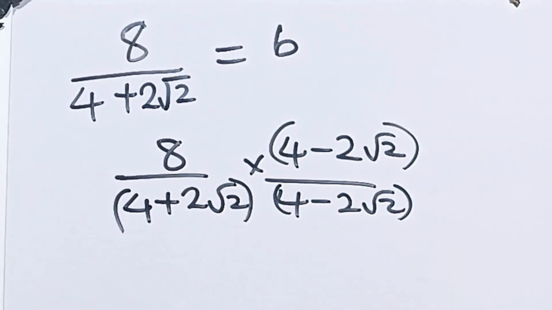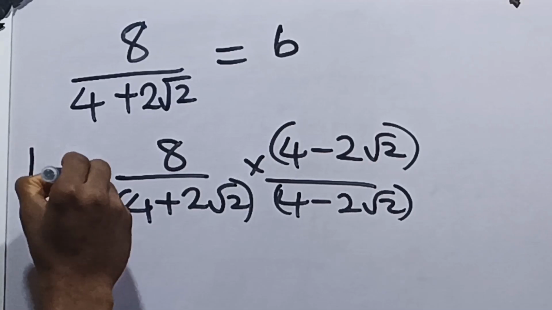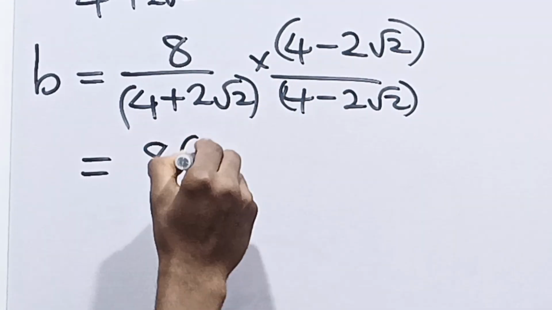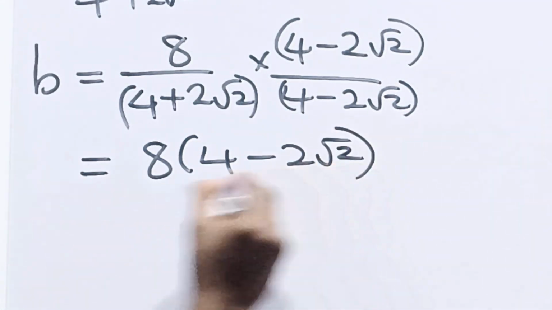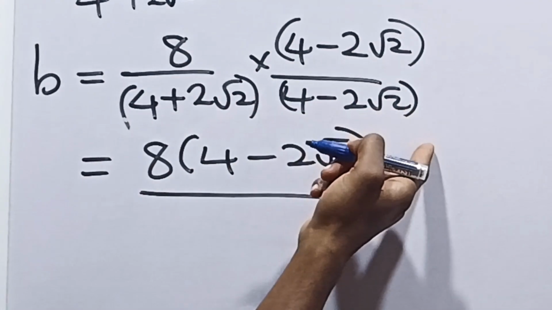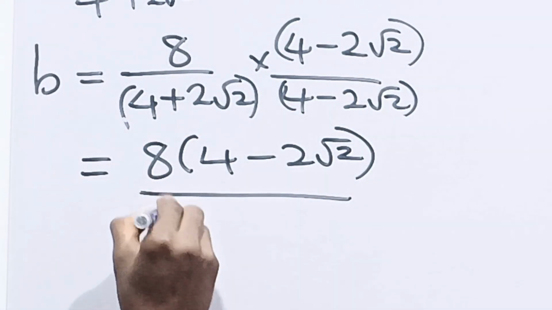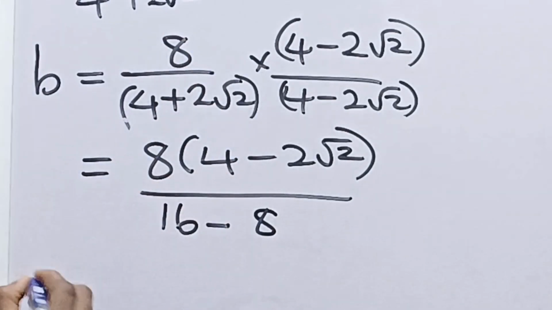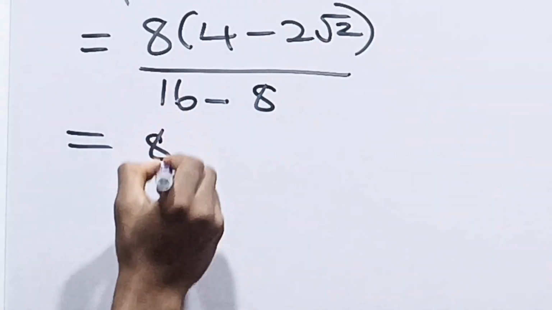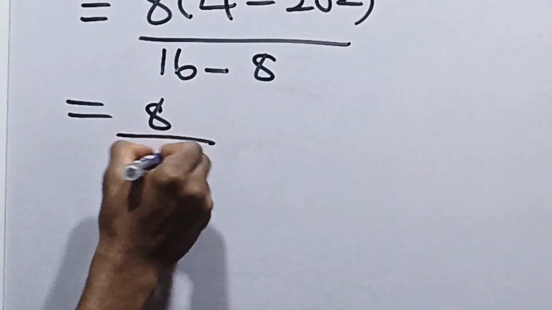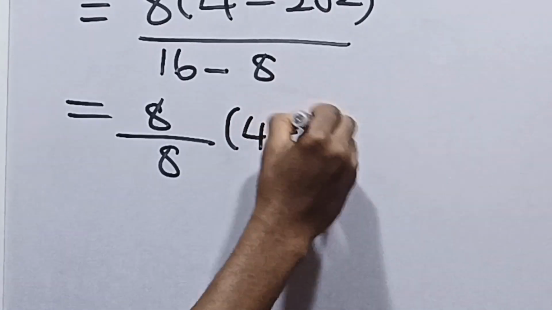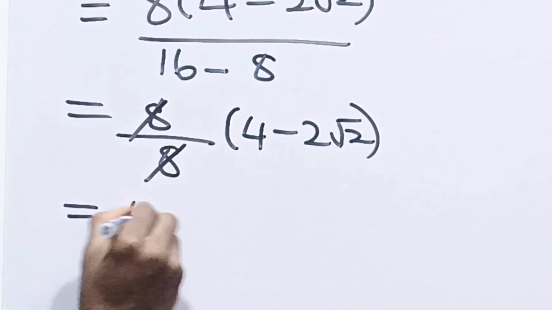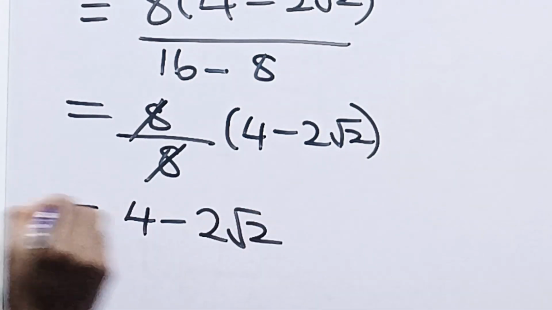This is still equal to b. So we have 8 times 4 minus 2 root 2, all over the difference of two squares. 4 squared is 16, minus 2 squared is 4, times root 2 squared is 2, and 4 times 2 is 8. So this is 8 times 4 minus 2 root 2 divided by 16 minus 8, which is 8. 8 divided by 8 cancels, so this is equal to 4 minus 2 root 2, and this is equal to b.